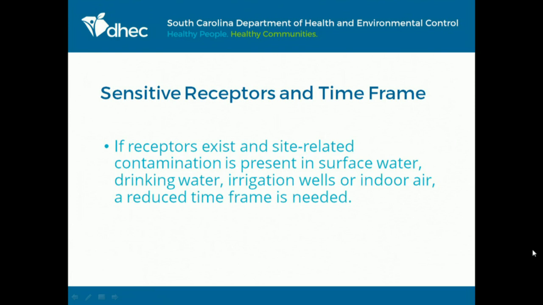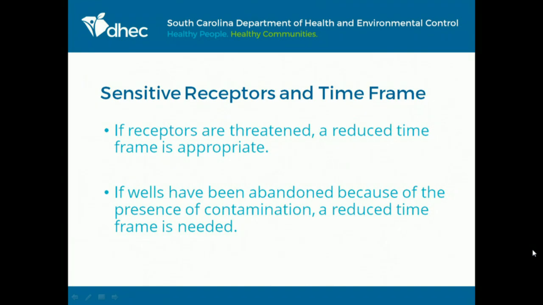If receptors exist and site-related contamination is present in surface water, drinking water, irrigation wells, or indoor air, we want to reduce the time frame. We want to get it cleaned up quickly. That's one of the principles behind the chlorinated solvent decision tree. It prioritizes sensitive receptors. If they are threatened, as I said, we still want the reduced time frame. If they are abandoned because of the presence of contamination, we want a reduced time frame.